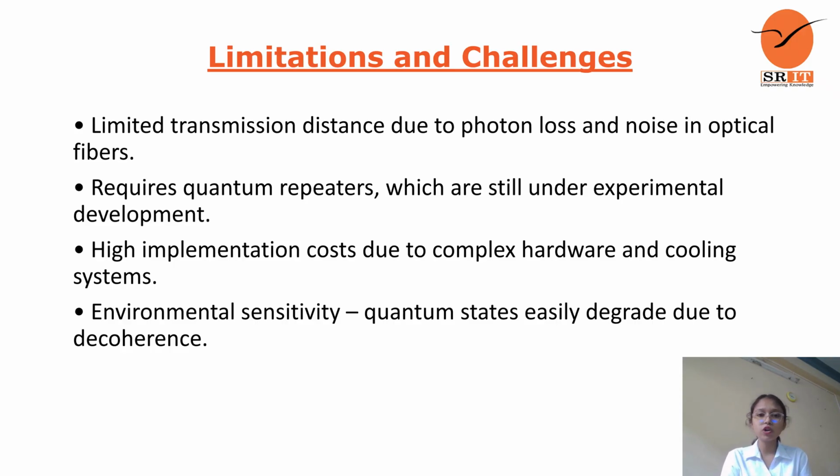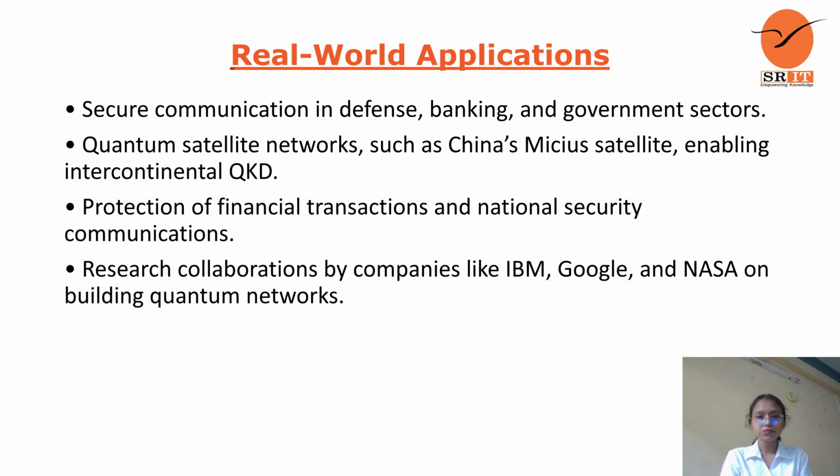High implementation costs due to complex hardware and cooling systems. Environmental sensitivity: quantum states easily degrade due to decoherence. Decoherence is the phenomenon where qubits lose their state of coherence. That is called decoherence. And scalability remains a major challenge for global deployment, obviously. So these were the limitations and challenges of quantum communication.